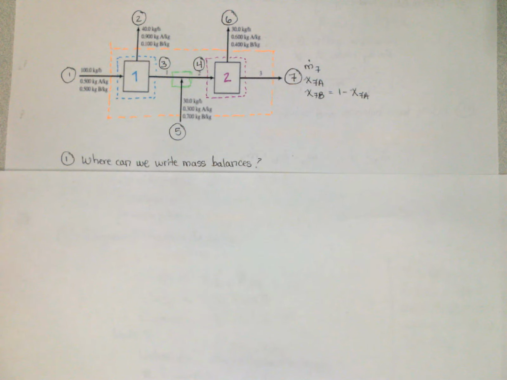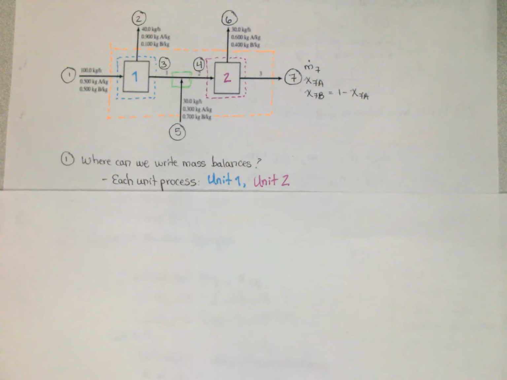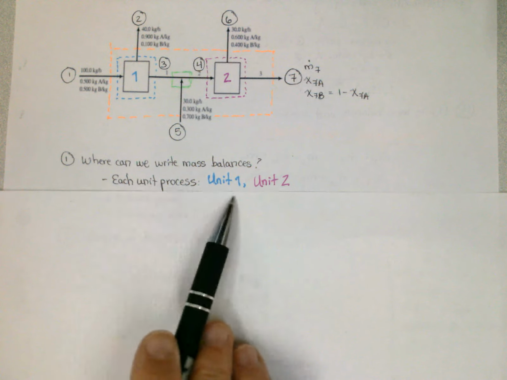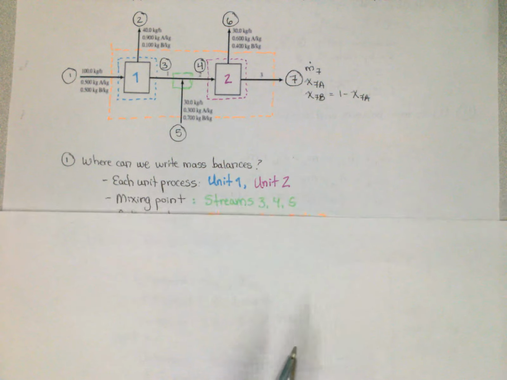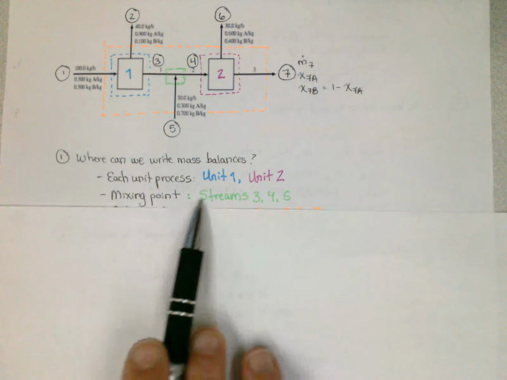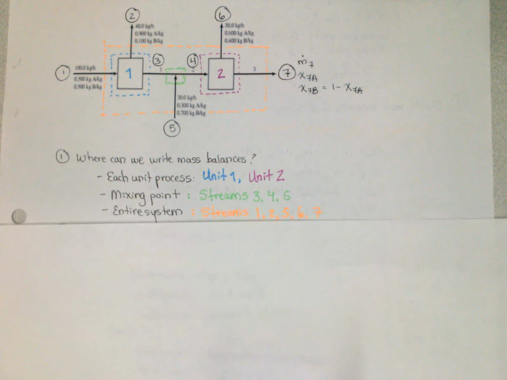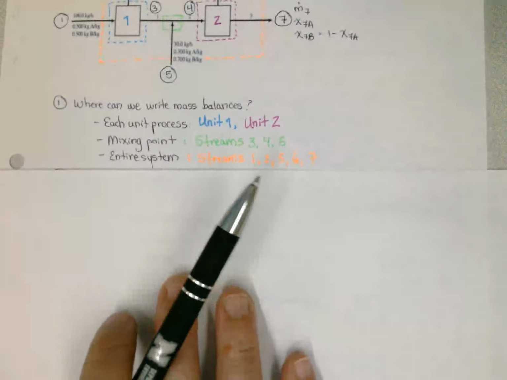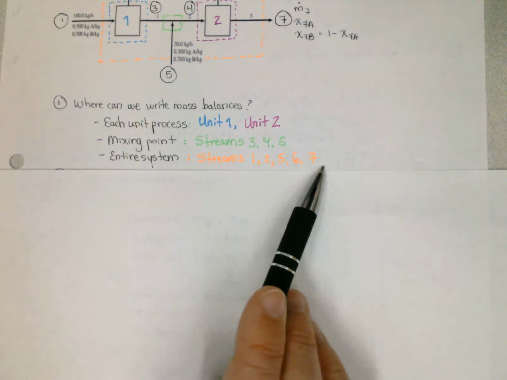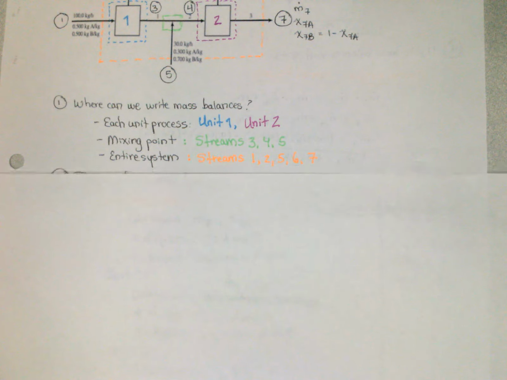The first question we have to ask ourselves is, where can we write mass balances? We can write it on each unit process 1 and 2. We can write it on the mixing point, which is streams 3, 4, and 5. And we can write it on the entire system, which is streams 1, 2, 5, 6, and 7, which is what we just went over.